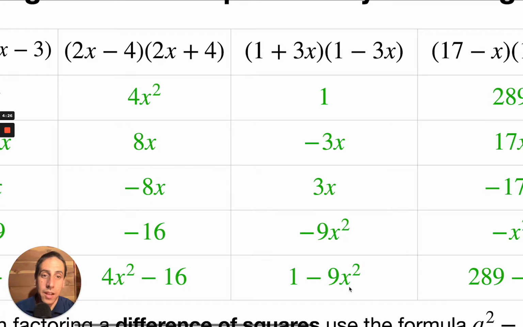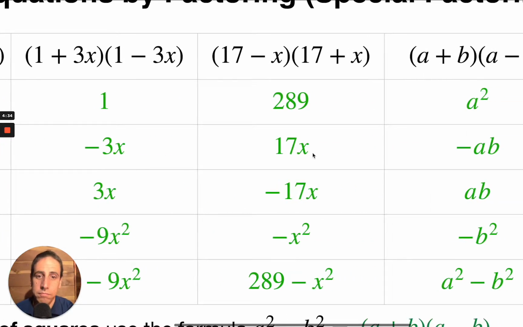1 minus 9x squared. I recognize that 1 is a perfect square, and 9x squared is also a square, and there's subtraction in the middle. So you can factor it and go this way. 289 minus x squared. Both of these are perfect squares. The square root of 289 is 17. The square root of x squared is x. So it's going to be 17 minus x, 17 plus x. Order doesn't matter.